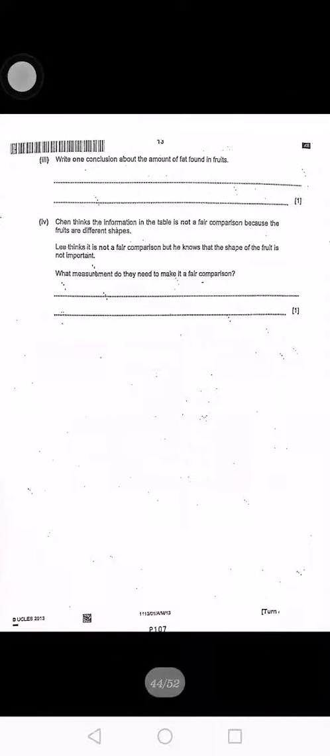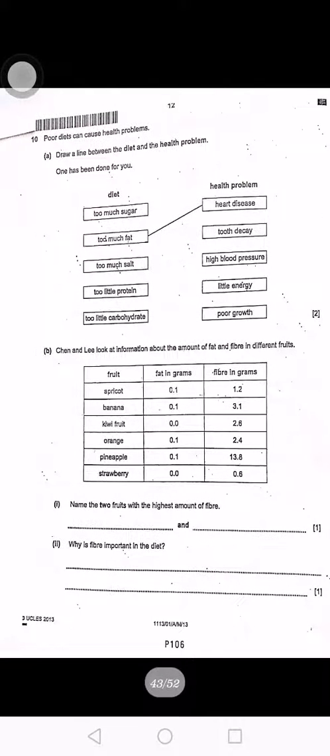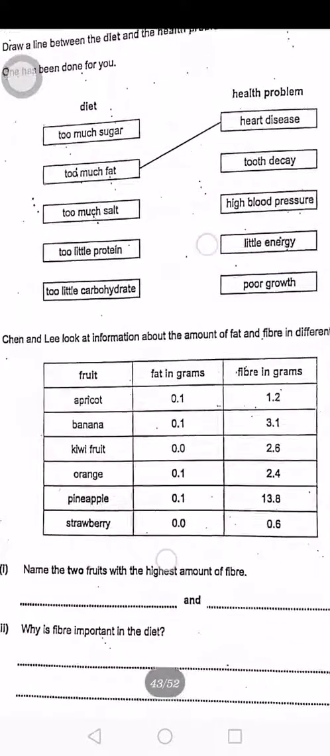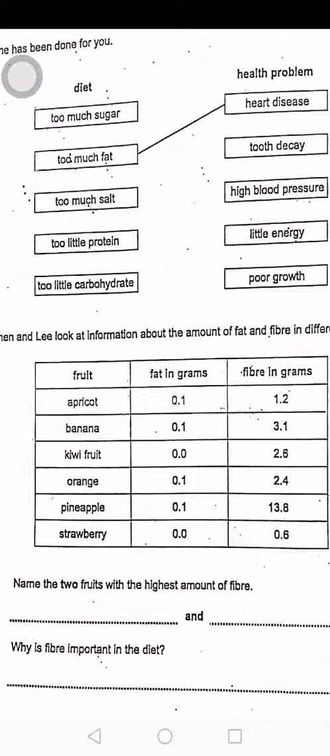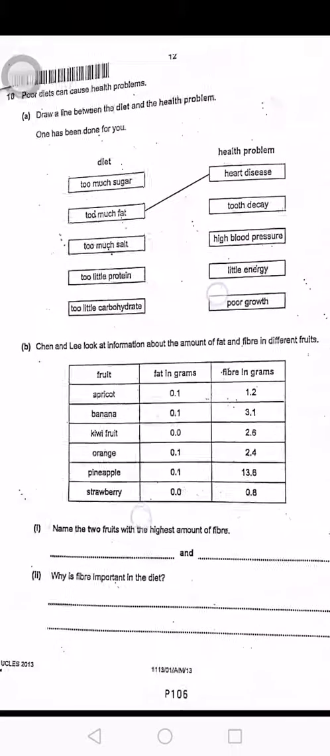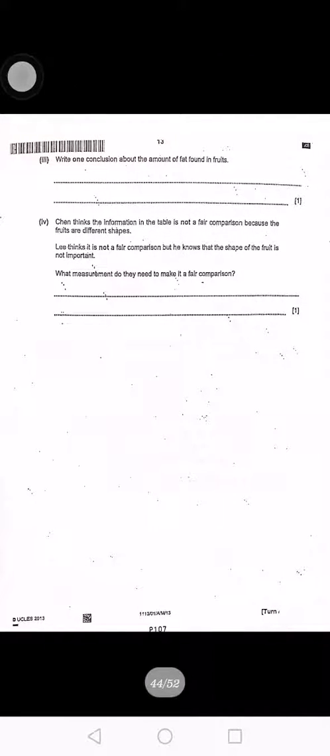Write one conclusion about the amount of fat found in fruits. Generally, look at the fat in fruit. The percentage, when it increased, became 0.1, or else 0. So what does my conclusion mean? Very low amount of fats in fruits.